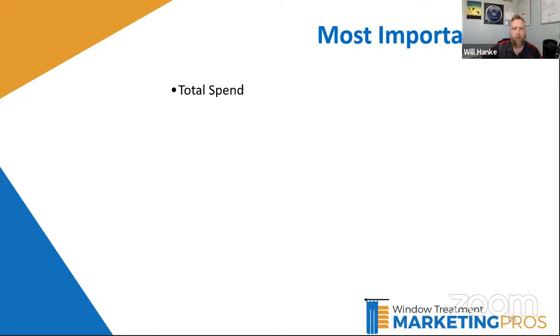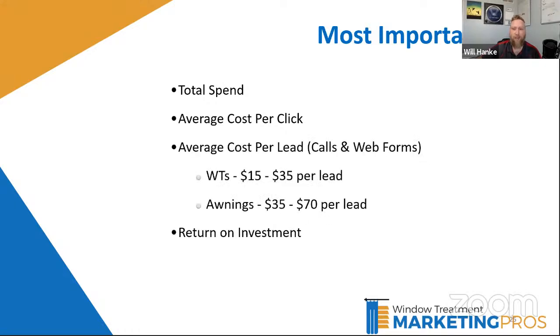All right, most important key performance indicators. Obviously, total spend. That's kind of a no-brainer. But then we start to get into some things that can be adjusted upwards or downwards, depending on what they are, right? Average cost per click. So how much are you paying every time somebody clicks on one of your ads? Whether or not they convert, you're still paying for the click. So you want to try to get those click costs lower. And then average cost per lead, obviously, same thing. You want to get those lower as well.